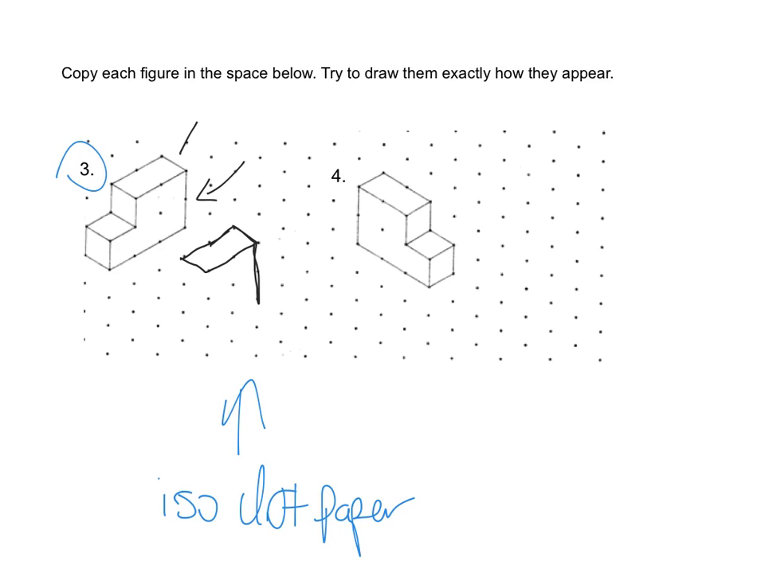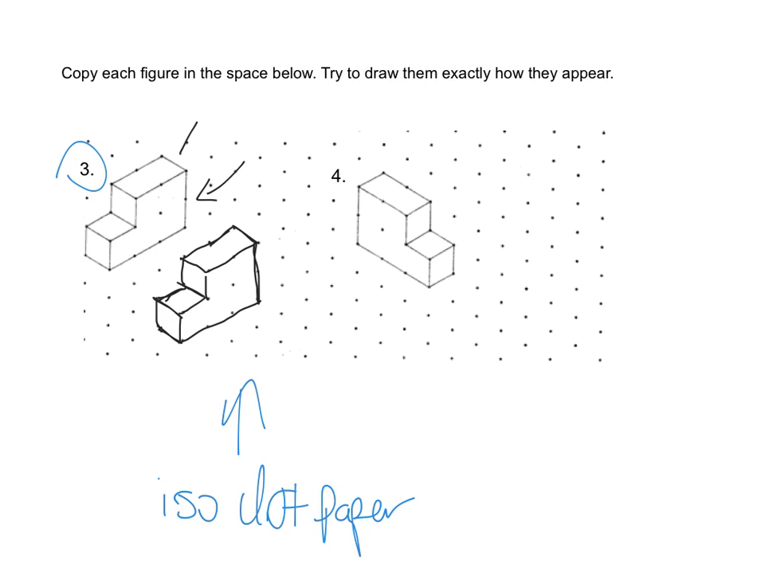So now there's my top. So now I'm going to go down one, out one, out one. Then go down, down. Boom, there we go. Oh, need one more line. Right there and right there. So that's going to be what that looks like.